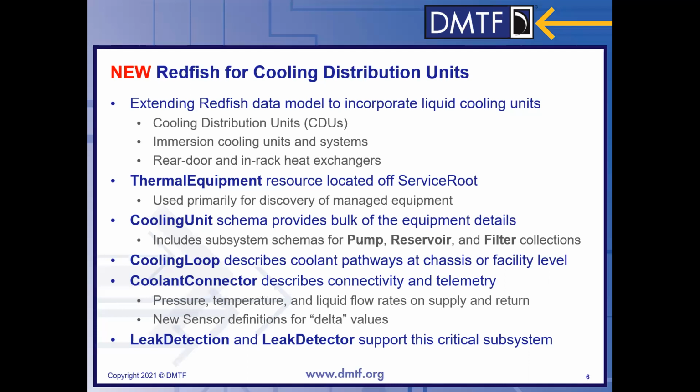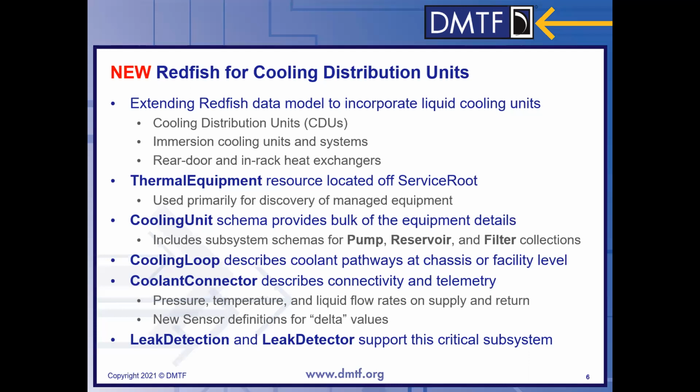So the cooling unit resource provides the bulk of the details about the equipment: make, model, serial number, capabilities, and then all of the hyperlinks to all of the subsystems. We have a lot of subsystem schemas for things like a pump, a reservoir, a filter, and so forth. Those major subsystems have their own details. And again, of course, those are collections, so you can have multiple filters, multiple reservoirs, and so forth.